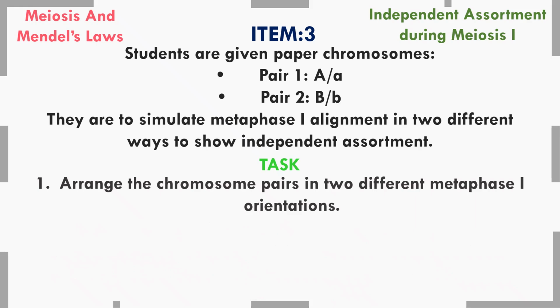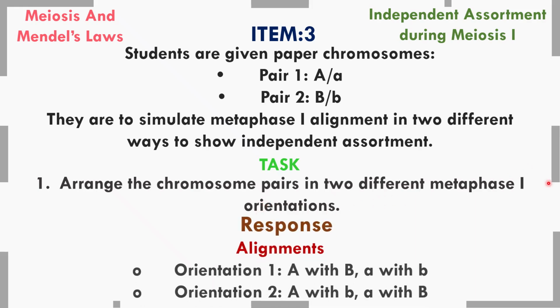Arrange the chromosome pairs in two different metaphase 1 orientations. Orientation 1: capital A with capital B, small a with small b. Orientation 2: capital A with small b, small a with capital B.